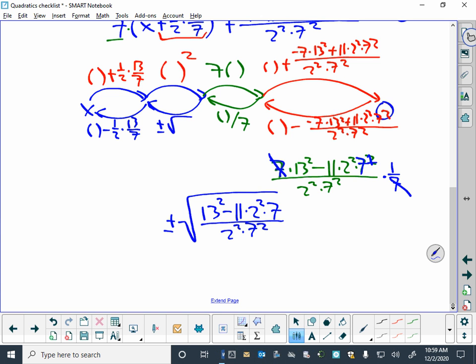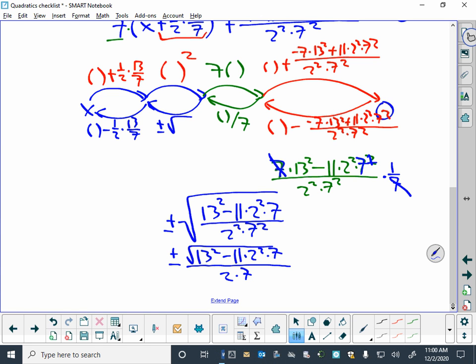Okay. When I do that, everything in the denominator right now is squared anyway, so that makes that nice. That becomes a plus or minus, nothing nice in the numerator there, square root of 13 squared minus 11 times 2 squared times 7, all over now just a 2 times the 7 because I did the square roots of both of those, and then in my last step I'm going to subtract.